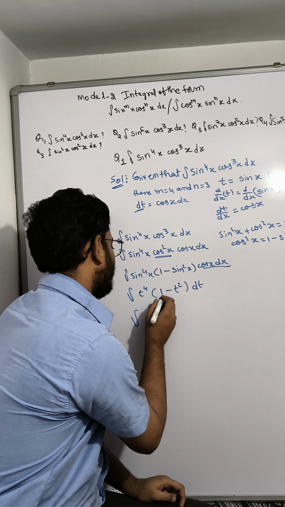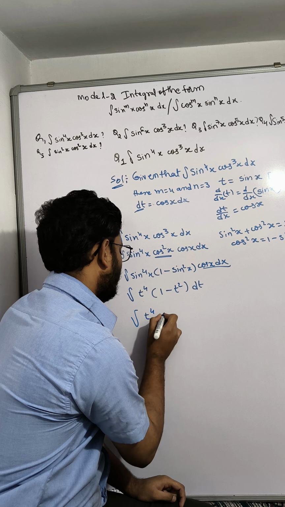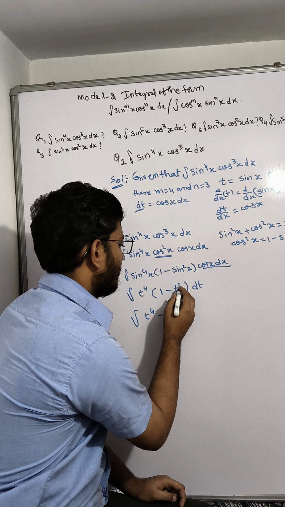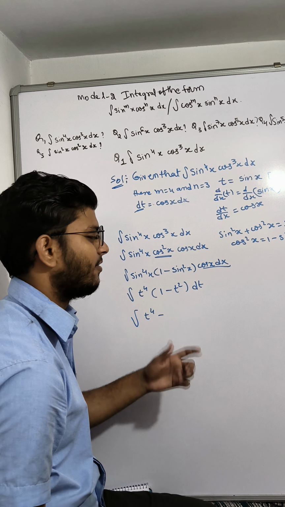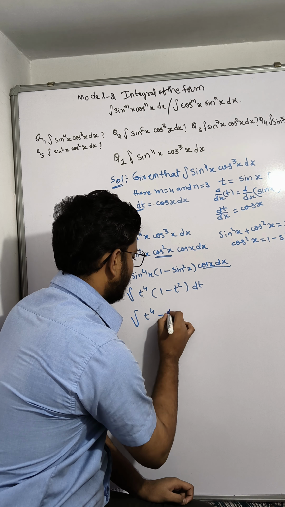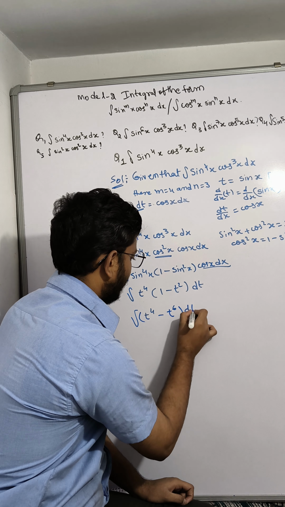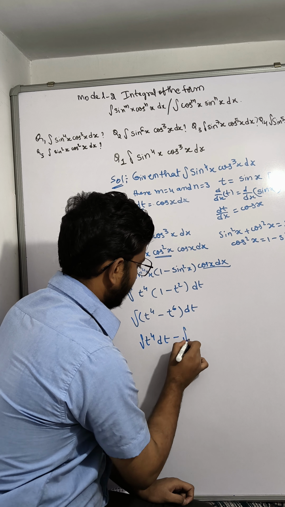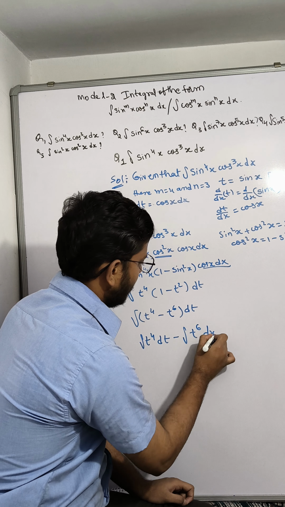Then t to the power of 4 into 1 is t to the power of 4, minus t to the power of 4 into t to the power of 2. Bases are equal, powers should be added. t to the power of 6 dt. Then integral t to the power of 4 dt minus integral t to the power of 6 dt.